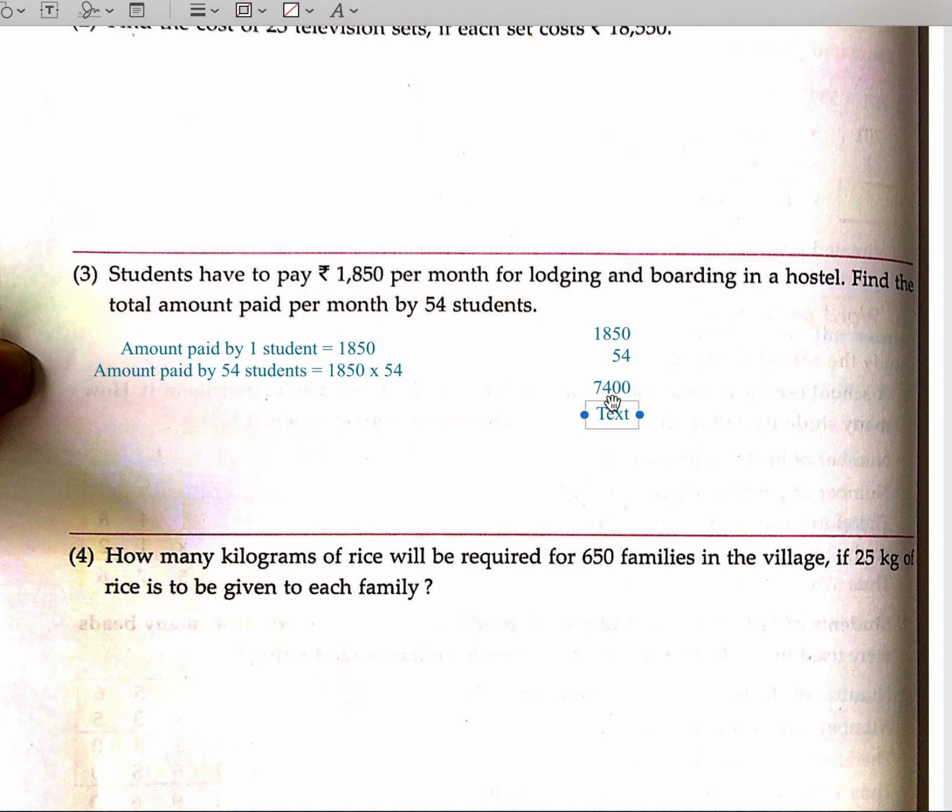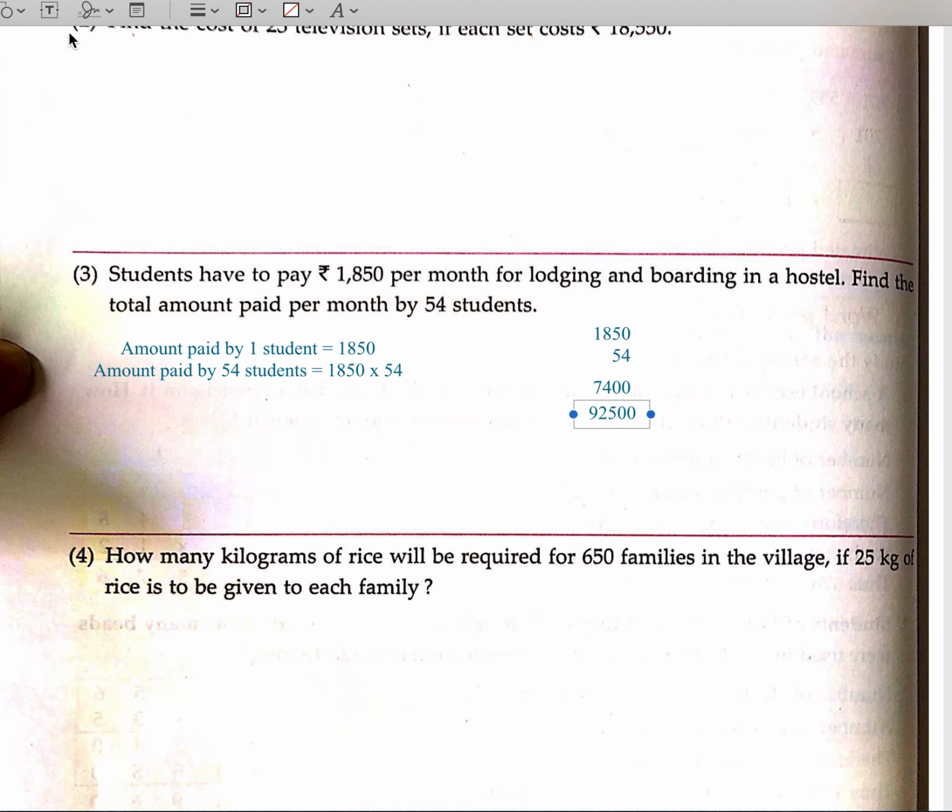The next layer is 1850 into 50. Now we'll write the 0 and then continue. So 5 into 0 is 0. Then 5 into 5 is 25. So 5 and 2 carry over. Then we have 8 into 5, which is 40. And 40 plus 2 is 42. And then we have 4 carry over. Then 5 into 1, which is 5. 5 plus 4, which is 9. So the answer is 9250.